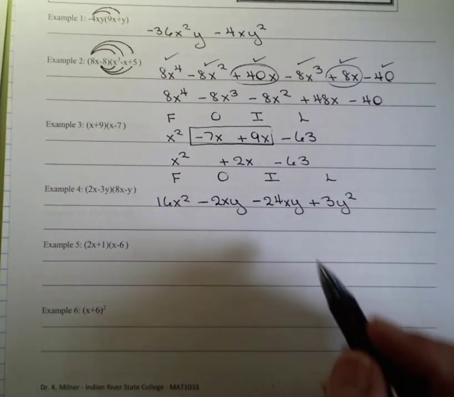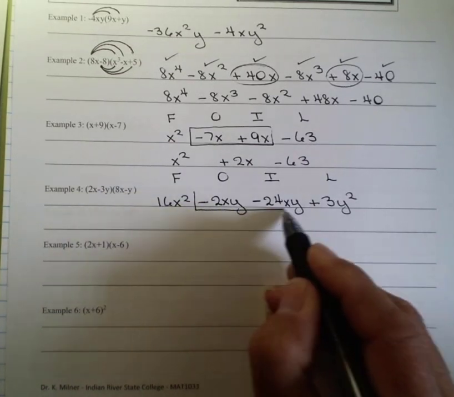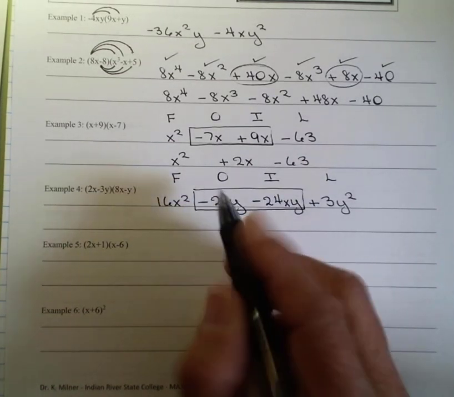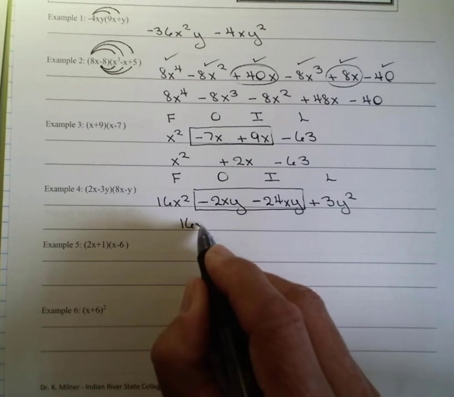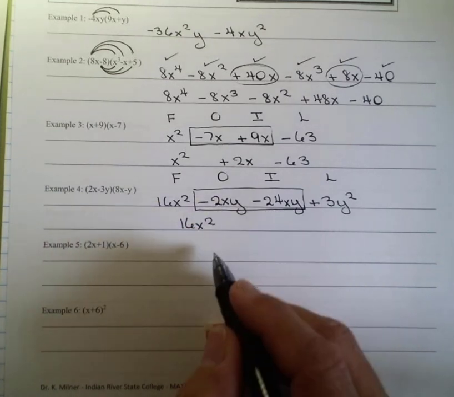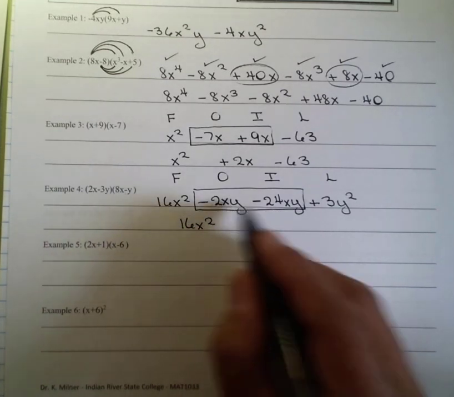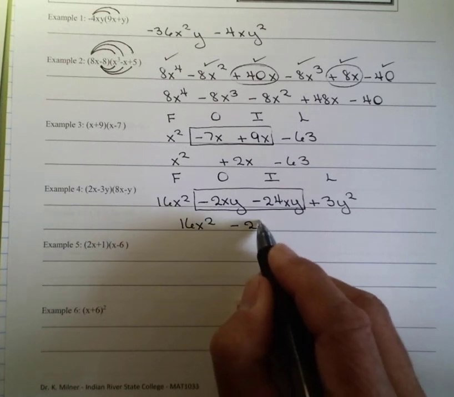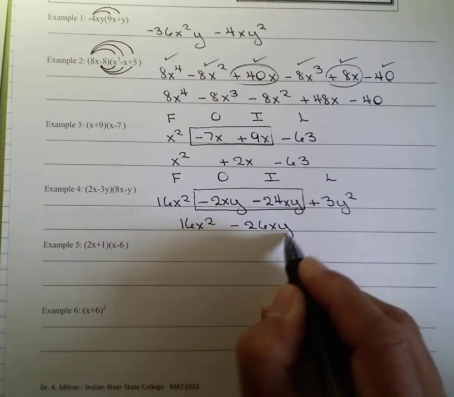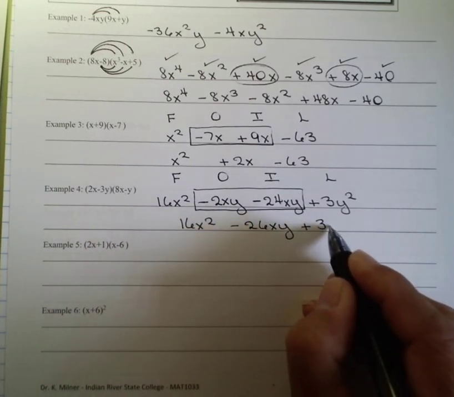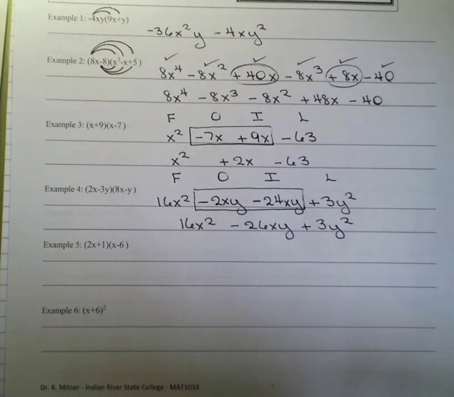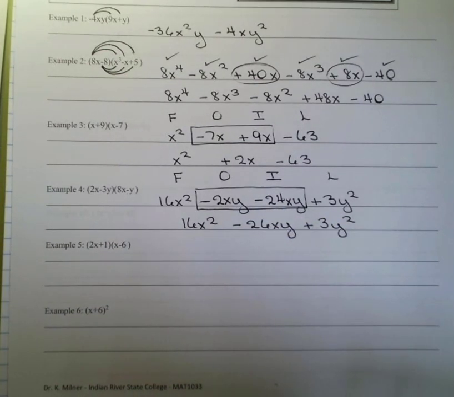That looks right. Let's see if we can combine these two like terms that are in the middle. We have 16x squared. Negative 2 minus 24, both of them are xy terms. I got negative 26xy. And I've got a positive 3y squared. Next, another FOIL problem.